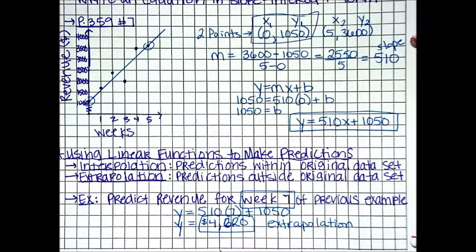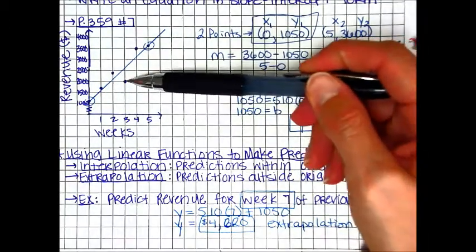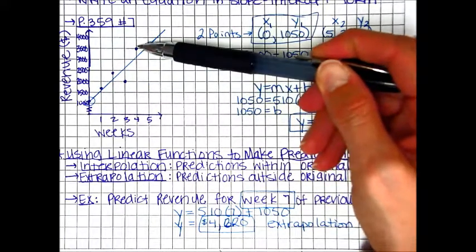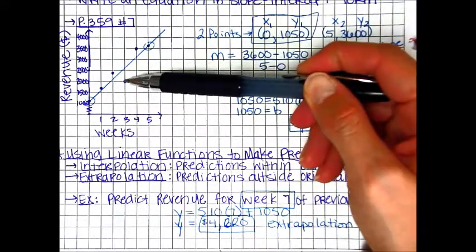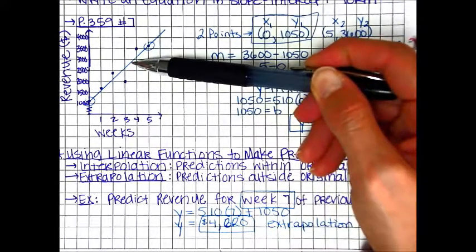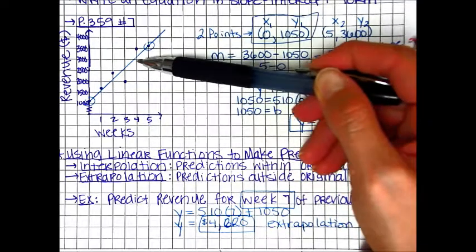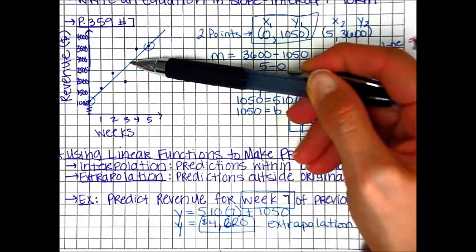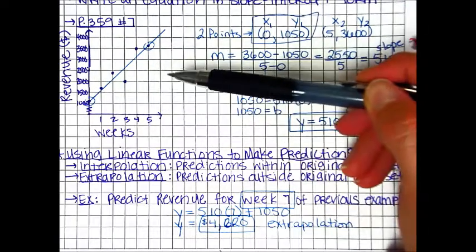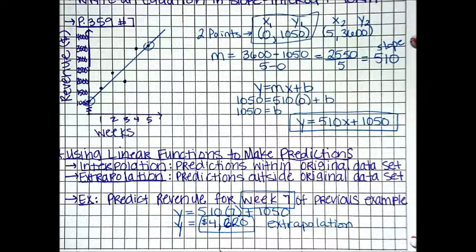It's beyond what information you were given in the table. Okay, an example of interpolation would be, if they had asked you, you have data for week 3 and week 4, but what if they had asked you, where was the revenue at about 3.5 weeks? Well, 3.5 weeks is within the range of numbers that they gave you in the table. You don't have a specific point for that, but it's within the 0 to 5 weeks, where 7 is outside of that 0 to 5 weeks. So that's the difference between interpolation and extrapolation.